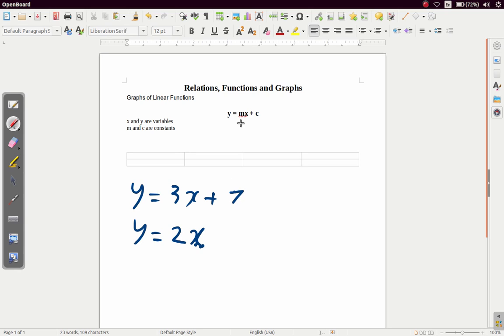Now, we won't look at a graph just yet that has m equal to 0. We'll do that in another video. But we can actually look at a graph in which c equals 0. Because if m equals 0, there would be no x there, and we want to keep the x there for now. Now, suppose we start with a simple example.